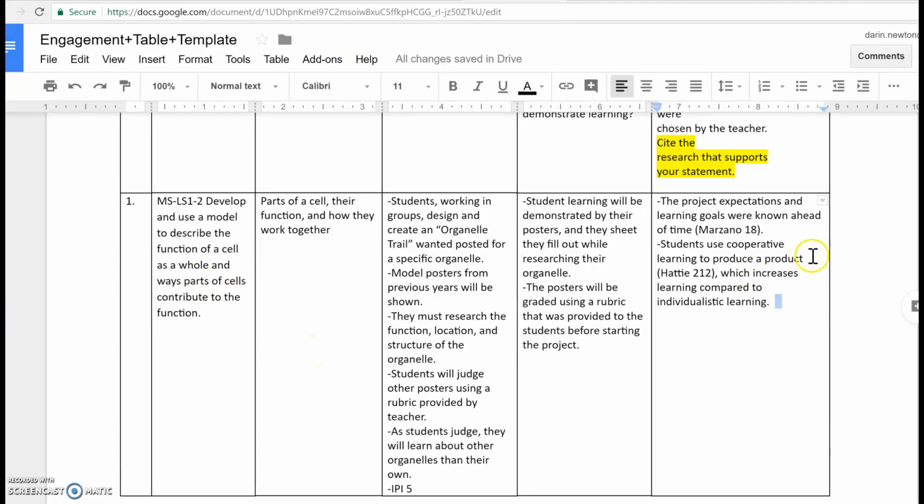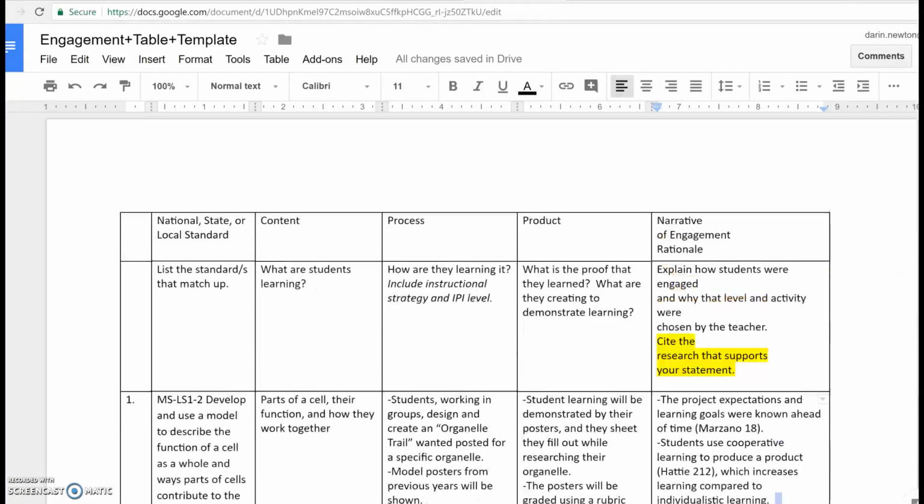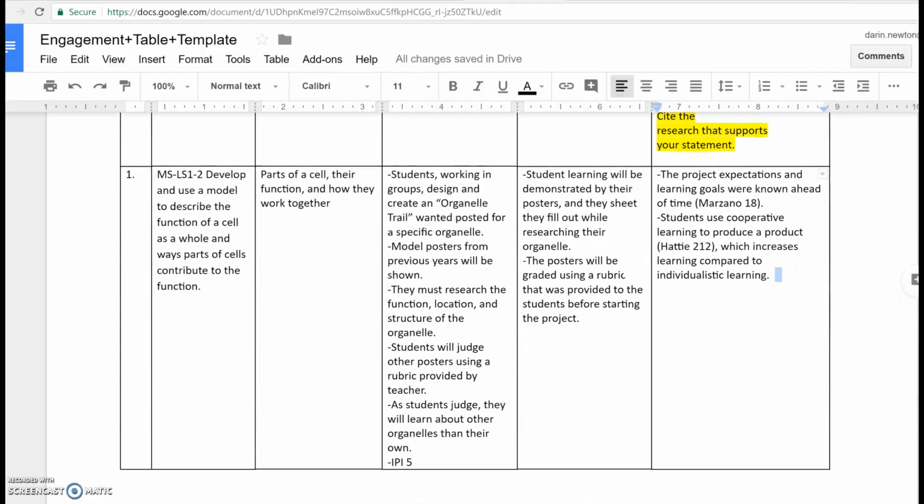So the first standard that I'm going to be covering is MS-LS1-2, and that's develop and use a model to describe the function of a cell as a whole and ways parts of a cell contribute to the function. So what the students are going to be learning: parts of a cell, their function, and how they work together.